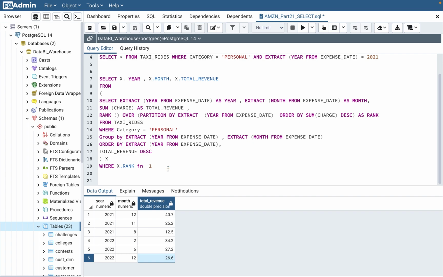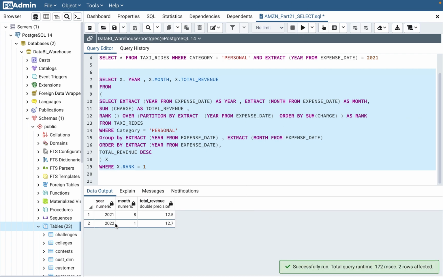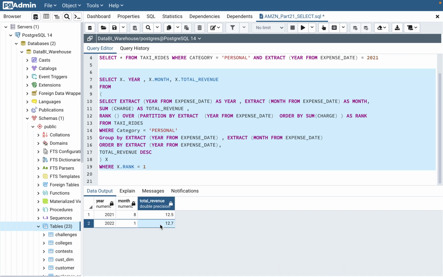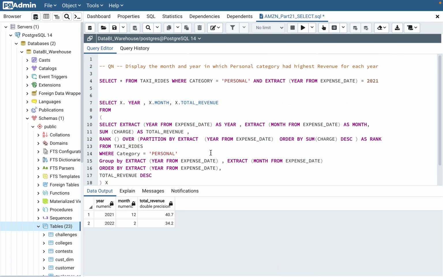So basically, whatever they ask for, we can solve for that, because we have structured the query in an automated way. We use the rank function to come out with the various revenues. So that's why we'll be able to solve this query. Let's say they ask for the lowest revenue month. When you remove descending, it'll give you the lowest one. So for 2022, 12.7 is the lowest one, and for 2021, 12.5 is the lowest one. When you put descending, it will give you the highest one.